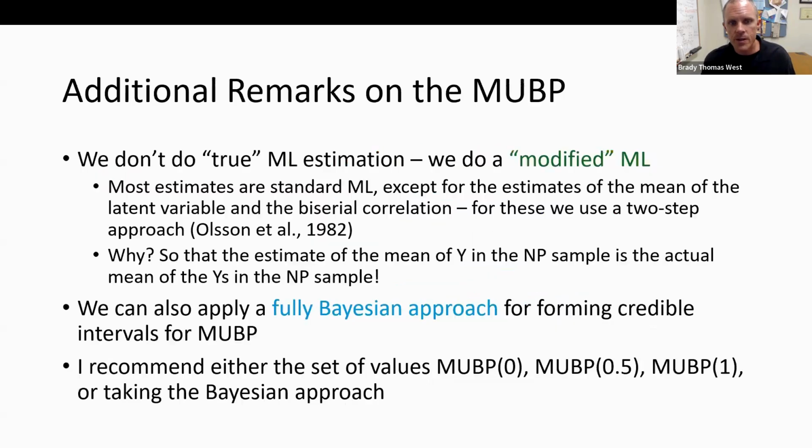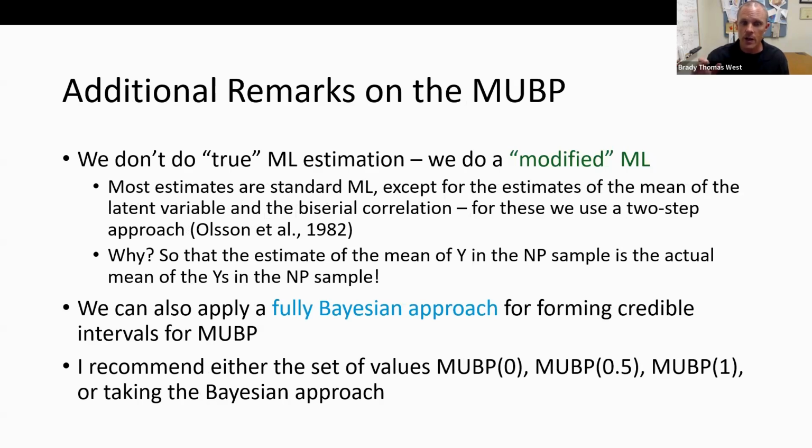Some additional remarks here, just in general, about computing these estimates of bias. Basically, we're not doing true maximum likelihood estimation. We're doing a modified form of maximum likelihood estimation. There's what's called a two-step approach, and a lot of this has to do with the latent variable U that we're using in this particular framework. Basically, we just want to make sure that the estimate of the mean of Y in the non-probability sample is equal to the actual mean of the Y's in the non-probability sample once we use this underlying latent variable. So there's a constraint on the estimation. We want to make sure that the second bullet point holds here for this to make sense in the end.